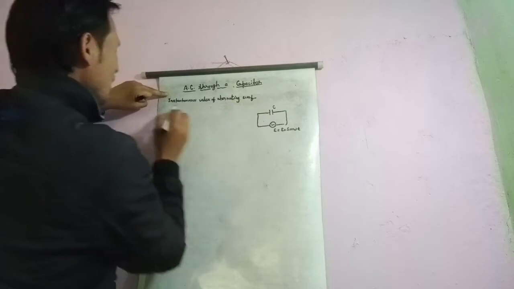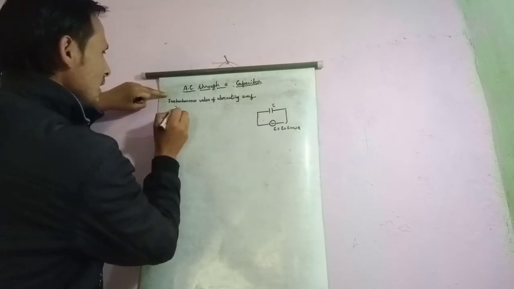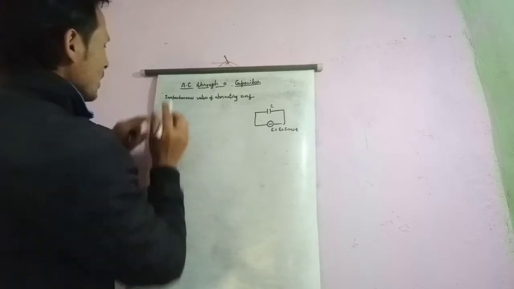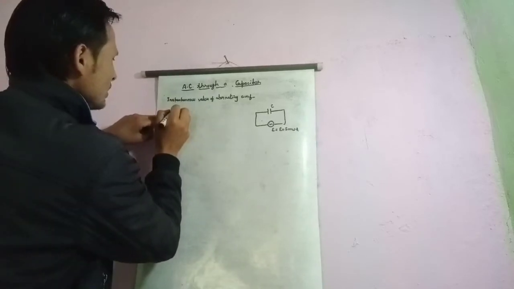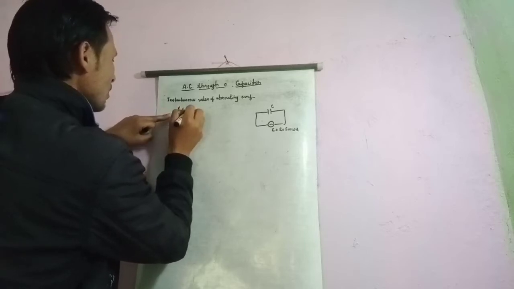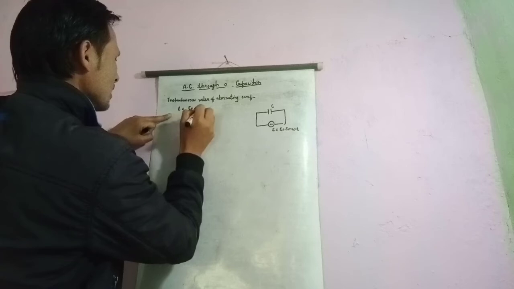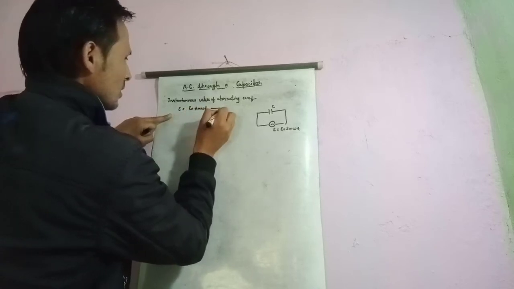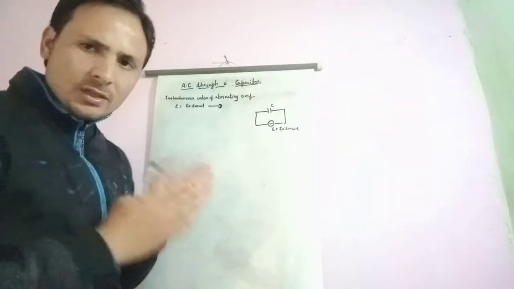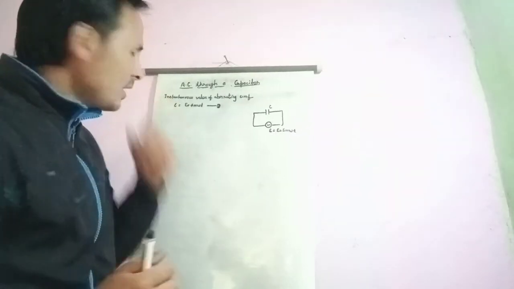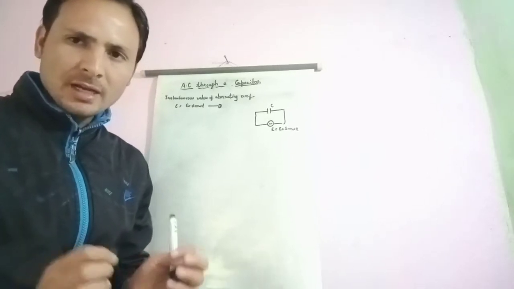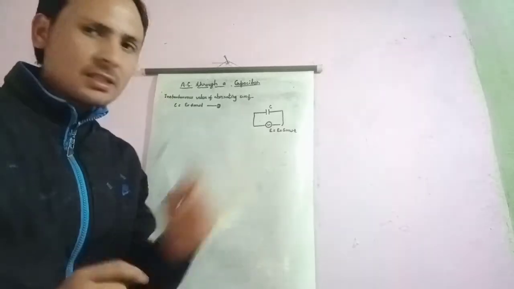Now we know the instantaneous value of alternating EMF. Its value is E equal to E naught sine omega t. Now in this topic we will compare E with capital I, so we will use a formula of capital I in which C is included.